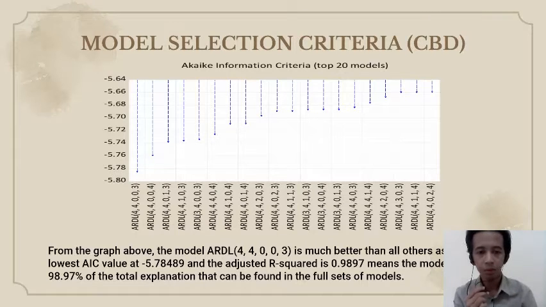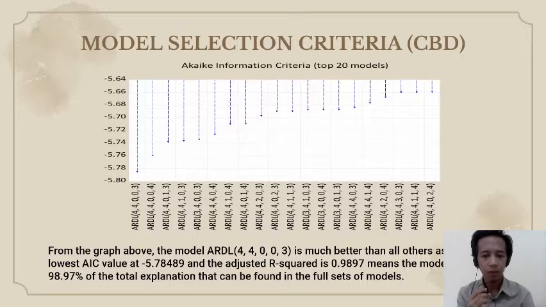Next, we will see the model selection criteria. This model is for total saving deposit for conventional bank. We use Akaike information criteria. AIC is a mathematical method for evaluating how well a model fits the data it was generated from. It also indicates better fits for several models.